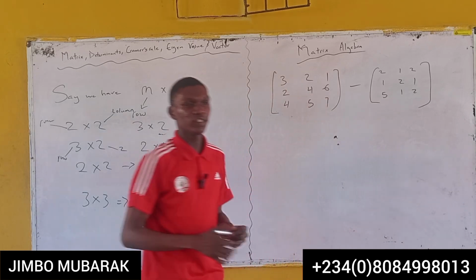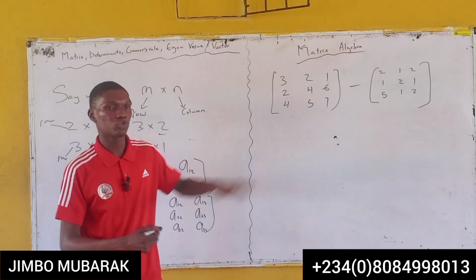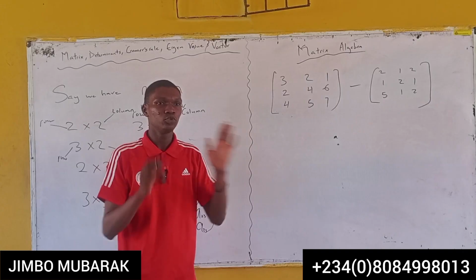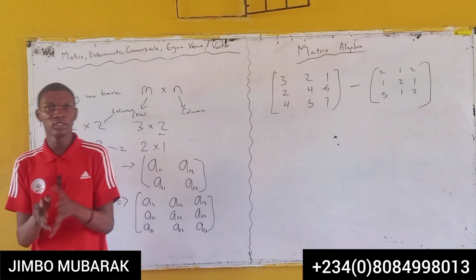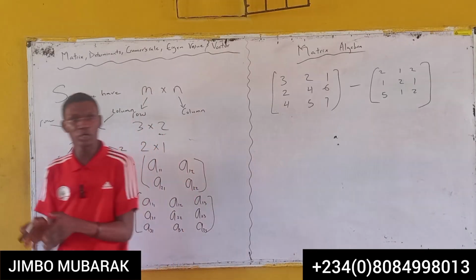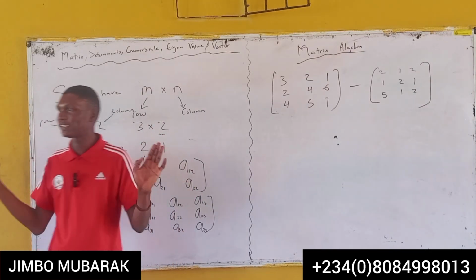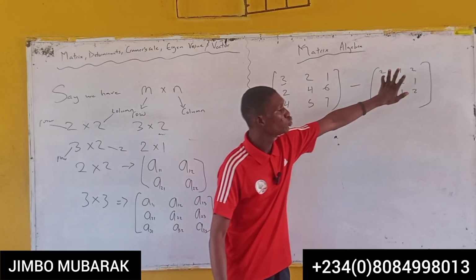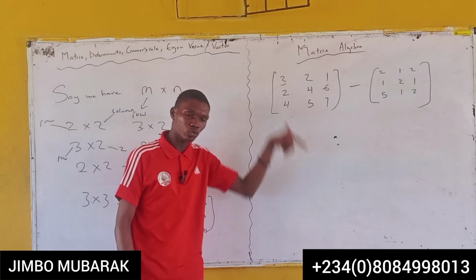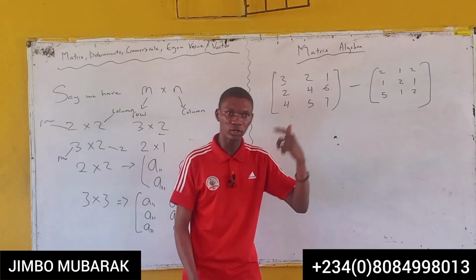Alright? So simply when they say you should add or subtract this type of matrix, just know that since you're having the first matrix to be 3 by 3, and the second one to be also 3 by 3, it is direct. It is direct. So you can simply say that what? 3 minus 2. The first row, first column minus the second matrix's first row, first column.